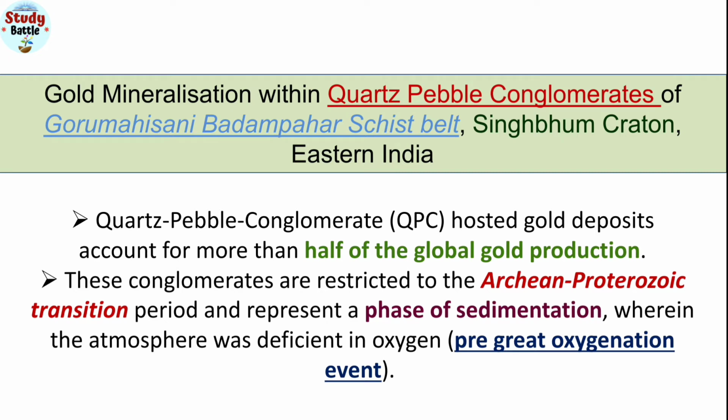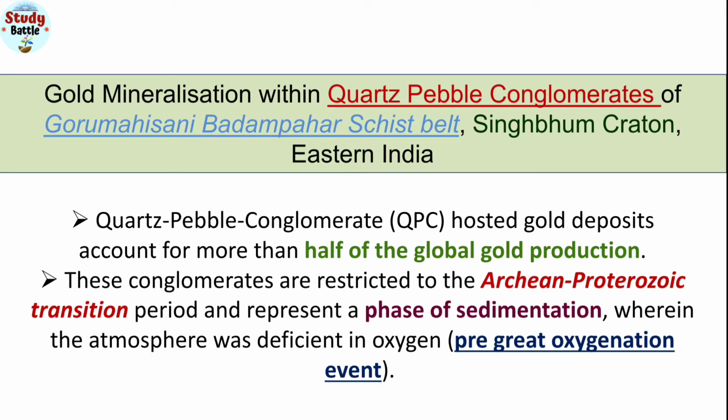And these conglomerates which we are discussing are generally restricted to the Archean-Proterozoic transition zone. Means in the rocks of the Archean to Proterozoic transition zone, in this age group, these QPCs are oriented. You can call this a metallogenic epoch. Metallogenic epoch and metallogenic provinces are two different terms, we will discuss them later.